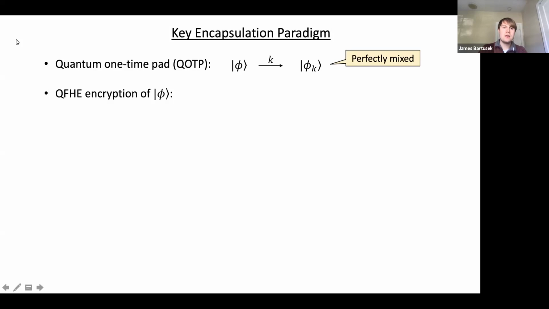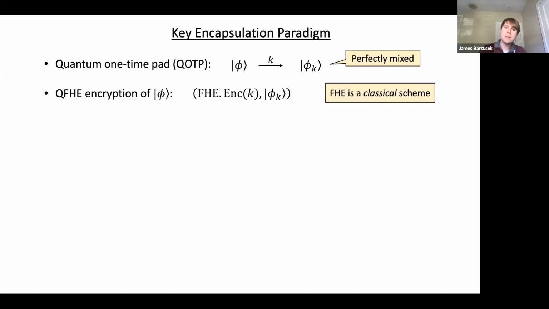So now, a quantum fully homomorphic encryption, in all of these schemes, of a state phi consists of two parts. You use a classical FHE scheme to encrypt the key to a quantum one-time pad, and you give that out along with the perfectly mixed state with respect to the key K. So this is what a QFHE ciphertext looks like.